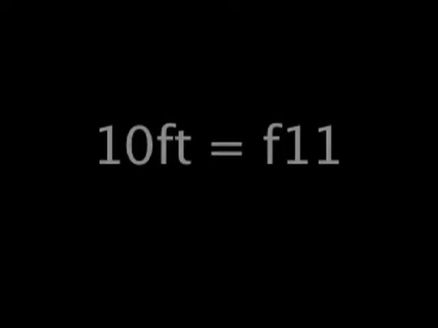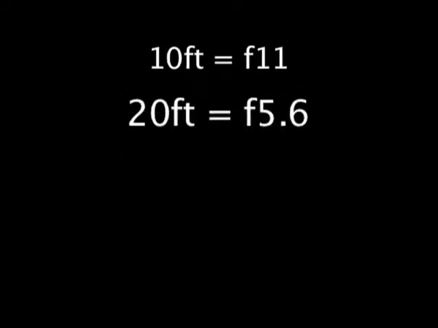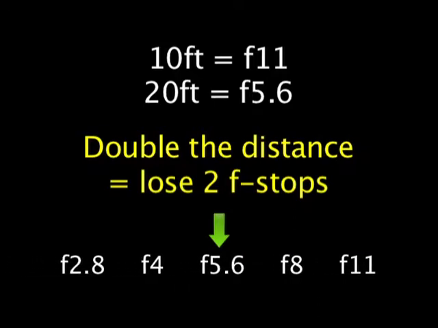Looking at it from the flip side, the inverse square law says if we take any given distance and double it, we lose 2 stops. And that also proves out mathematically, because 10 feet is always what? F11. 20 feet we've said was 5.6. Well, let's count it. F11, F8, 5.6. There's our 2 stops. So without doing any math whatsoever, we could simply follow the inverse square law and say 10 feet is F11, 20 feet is 5.6, 10 feet is F11, 5 feet is F22.